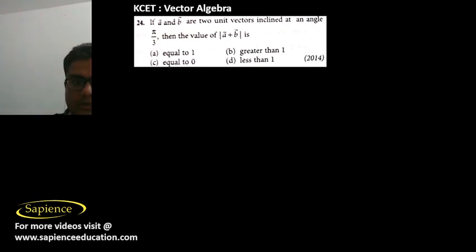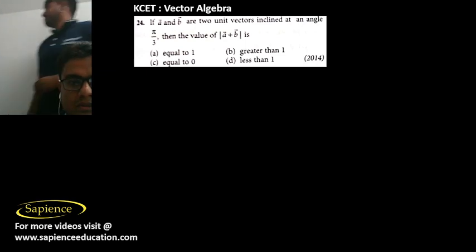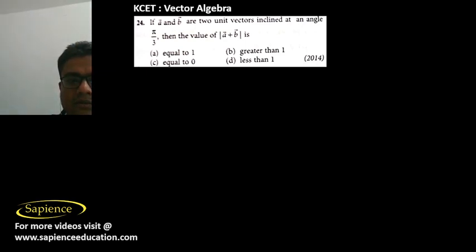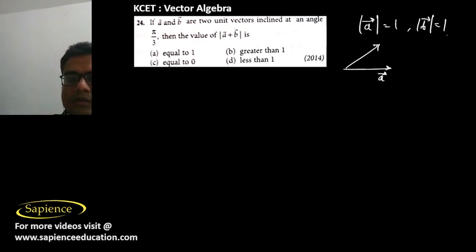Question number 24. A and B are two unit vectors inclined at an angle of pi by 3. Magnitude of A is 1 and magnitude of B is also 1, and they are inclined at an angle of pi by 3, that is, an angle of 60 degrees. The value of magnitude of A plus B, that is how much?